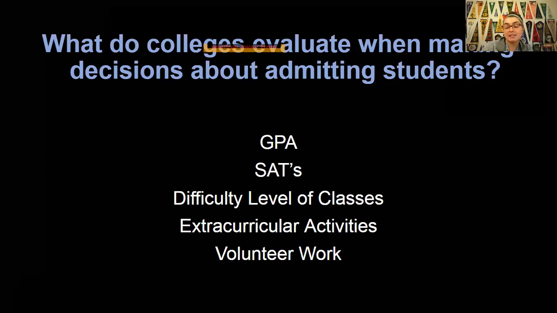Difficulty level of classes. This is something important because they are going to get something called a school profile from Eastern View, and it basically says all of the courses that Eastern View offers. So they're going to look and see if you as a student decided to take the most challenging courses that Eastern View offers. And if you didn't, they kind of want to know why. And if you did, they want to see how you did and if you really pushed yourself to your limits there.